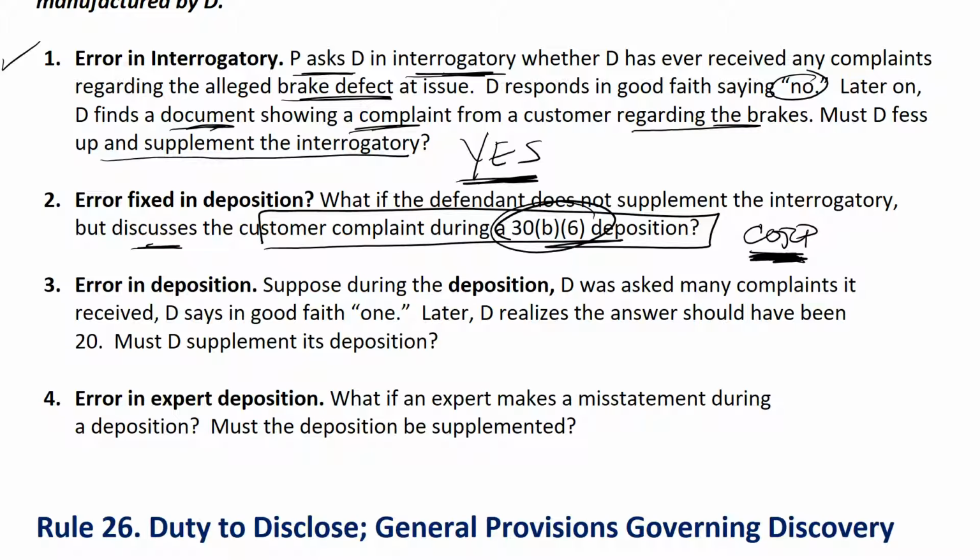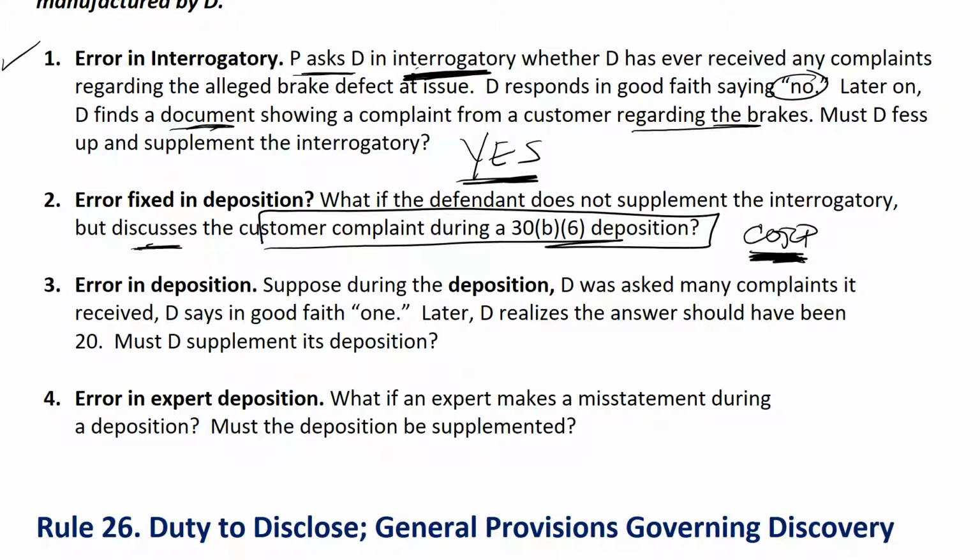And you don't name the person who's going to be deposed, but rather you just name the type of person, the corporation you want to talk to, and then the corporation designates somebody to be deposed on behalf of the corporation. So in other words, in a 30(b)(6) deposition the corporation is being deposed on some topic. In question number 2, we still have the interrogatory from question number 1 that turns out to be wrong.